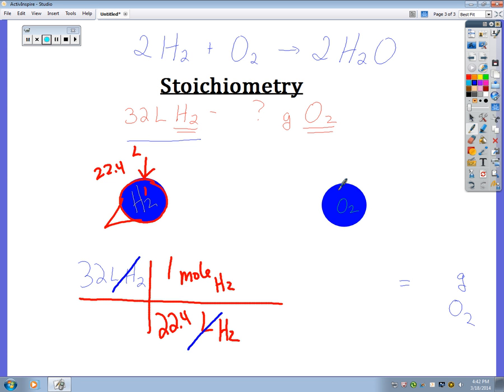Grams of stuff on this side, right? So you are going to physically have to leave hydrogen and go to oxygen. What's your bridge between them? Well, you know that you can use a balanced equation as a bridge to go between hydrogen and oxygen. Now, what do you know about hydrogen? In your balanced equation, for 2 moles of hydrogen, you always need 1 mole of oxygen to react with it.